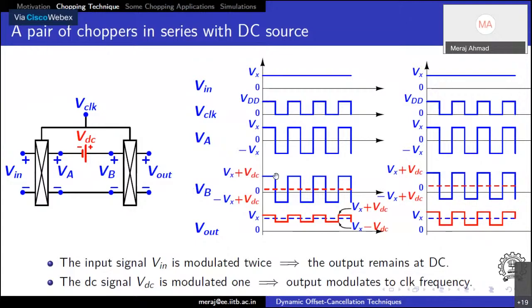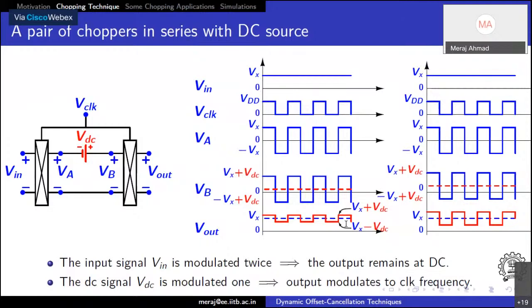So what will happen if we demodulate back with the second chopper? What it does is, now on top we'll have Vx plus VDC, and when clock is low, we will have the negative of this term, that is Vx minus VDC. So what we come to know is that at the output we still have the information at DC, and our offset is modulated as a square wave. You can see from Vx plus VDC and Vx minus VDC.